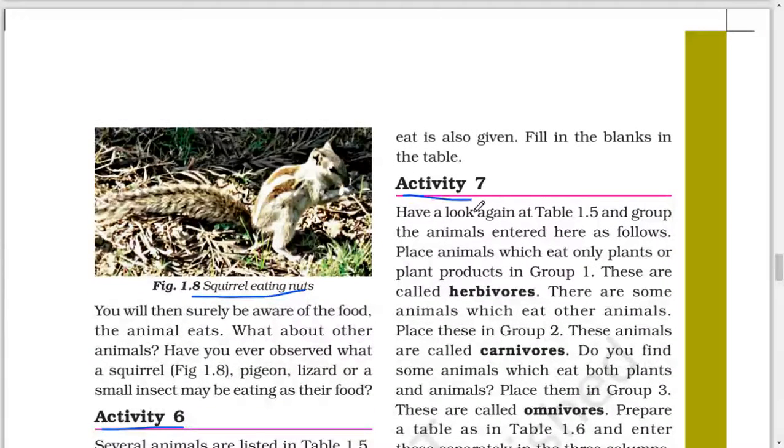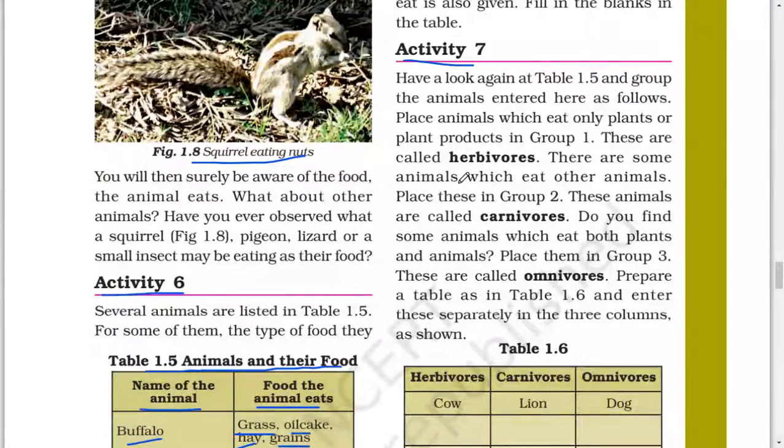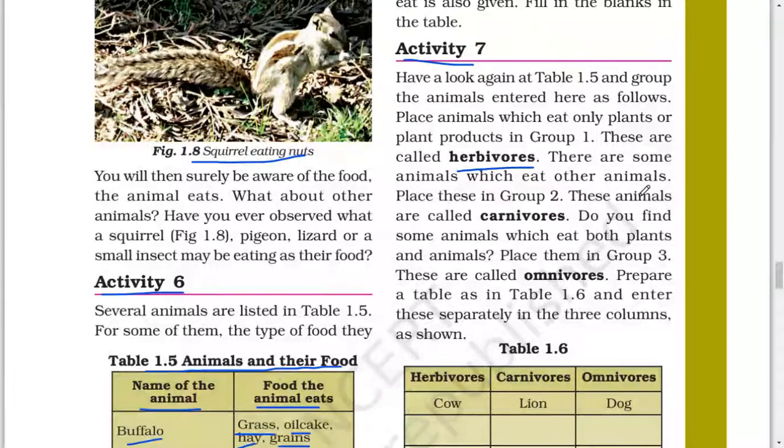Next, activity 7. Have a look again at Table 1.5 and group the animals entered here as follows. Place animals which eat only plants or plant products in group 1. These are called herbivorous. There are some animals which eat other animals. Place these in group 2. These animals are called carnivorous. Do you find some animals which eat both plants and animals? Place them in group 3.